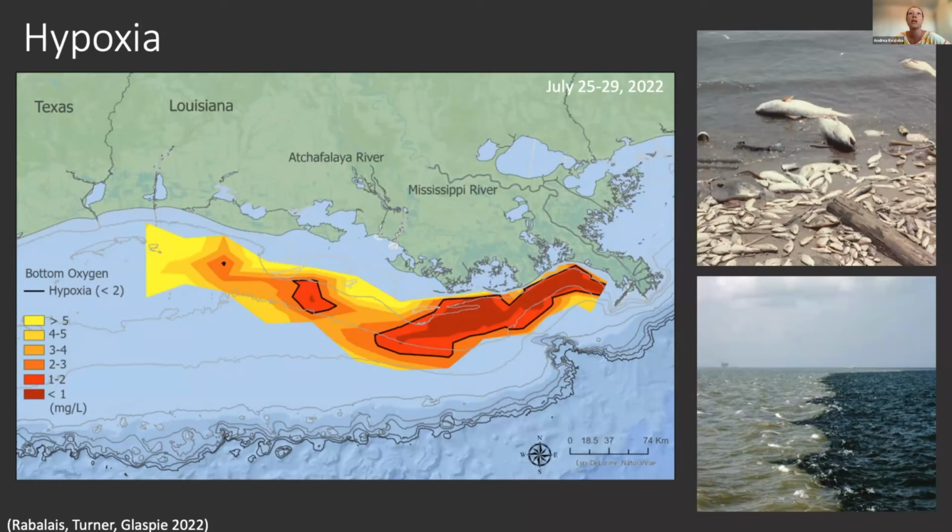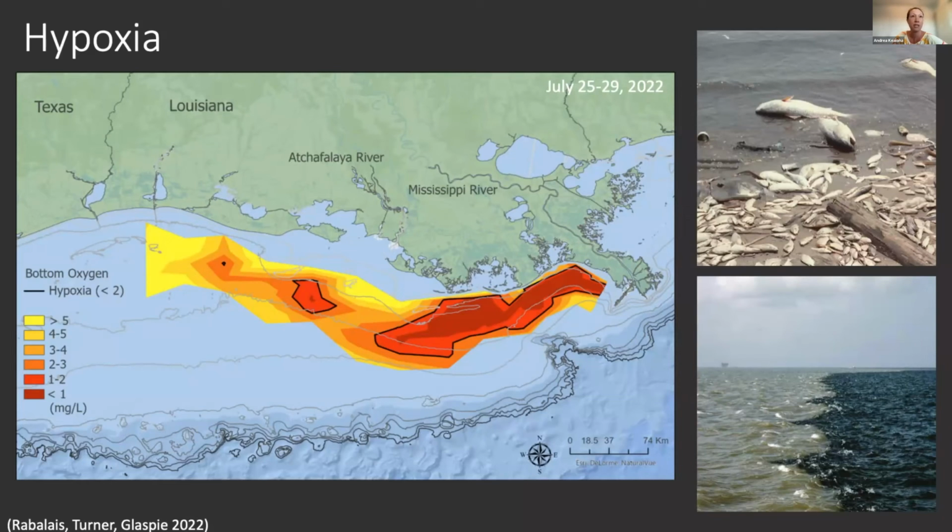This figure is from the summer 2022 hypoxic zone, and we define hypoxia as dissolved oxygen concentrations less than 2 milligrams per liter, which is shown by this black contour line here. And the Mississippi and Atchafalaya rivers are also shown on this map. These rivers deliver high nutrient concentrations, particularly nitrate, to the coastal waters.